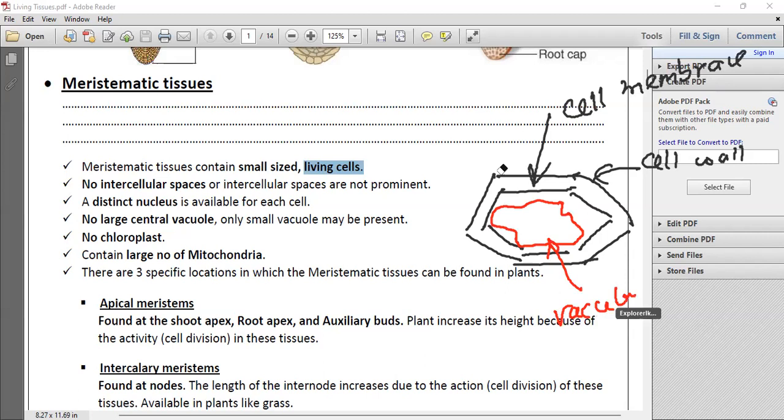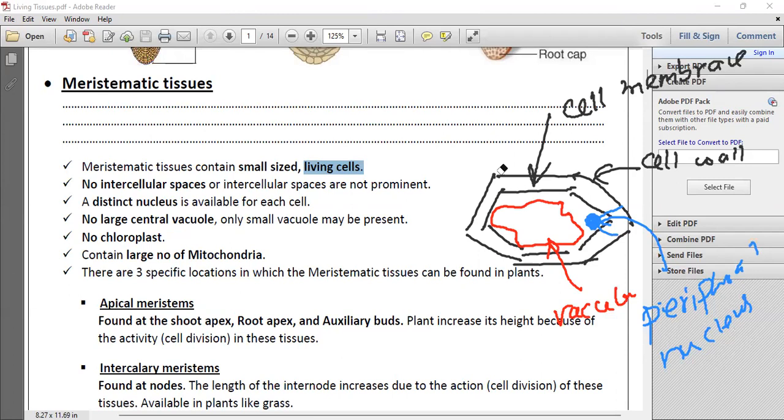And at the very corner, because you have a very central large vacuole, the nucleus is cornered. So this nucleus is called a peripheral nucleus, a cornered nucleus. So this is the structure of a plant cell, right?